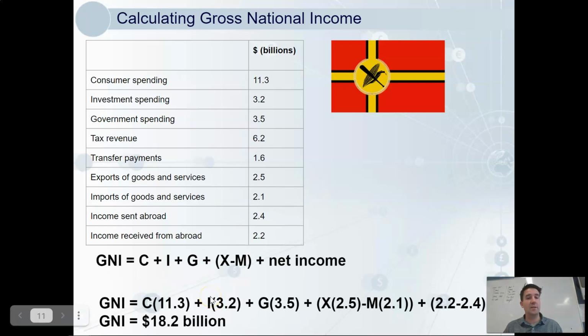So all we're doing is taking GDP, C plus I plus G plus X minus M, plus net income. So income received from abroad, that's a positive for GNI. Income sent abroad, so those profits going overseas or the remittances going overseas, that's going to be subtracted off. So the net income is negative 0.2 billion. So that's why we get our GNI that's just a little less than our GDP.